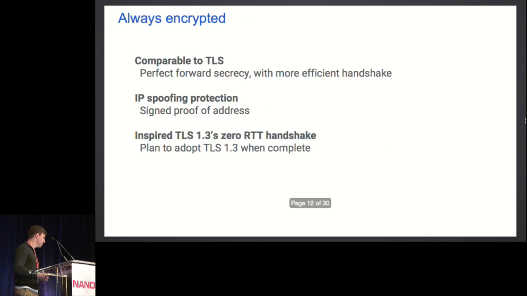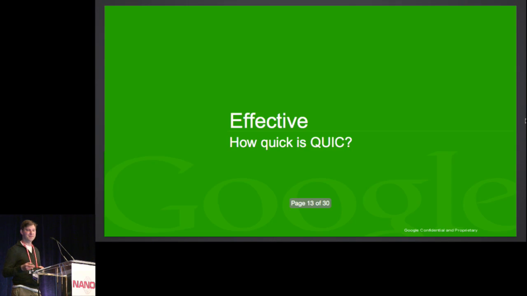Okay. So it's always encrypted. It's very comparable to TLS and actually uses 2 of the ciphers that TLS supports. Actually, it supports the only 2 that I believe are widely considered to be the most secure. It has IP spoofing protection. So it has proof of source address token, even though it's 0 RTT. And it also inspired TLS 1.3's 0 RTT handshake. So, already we're seeing interest in adopting this and moving some of the technology we've developed in QUIC into other forums and to be used for TCP as well.